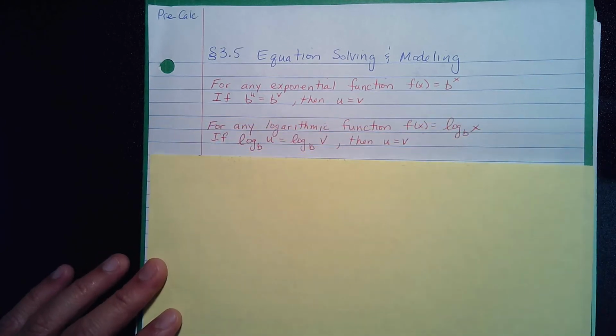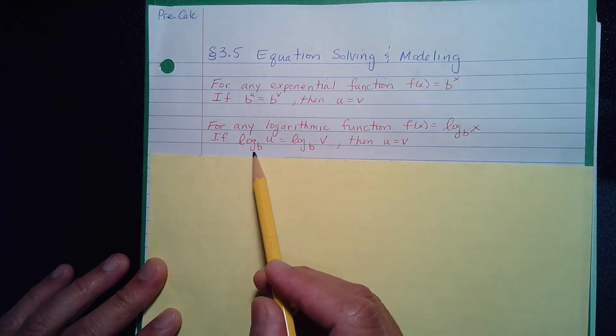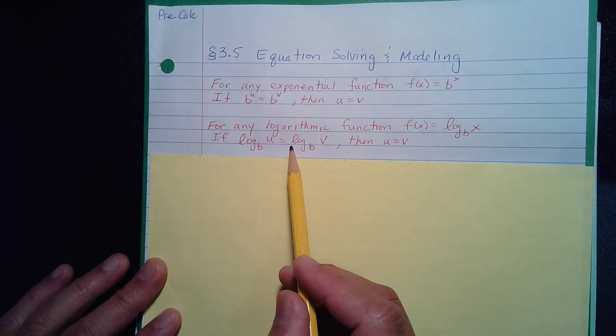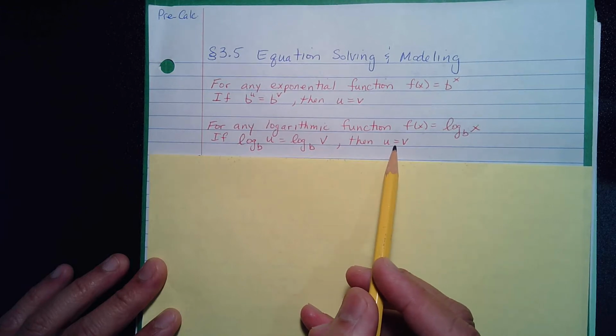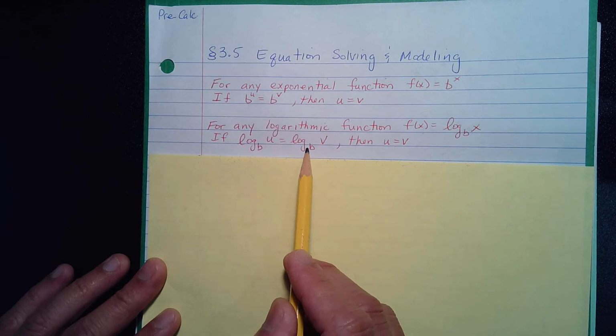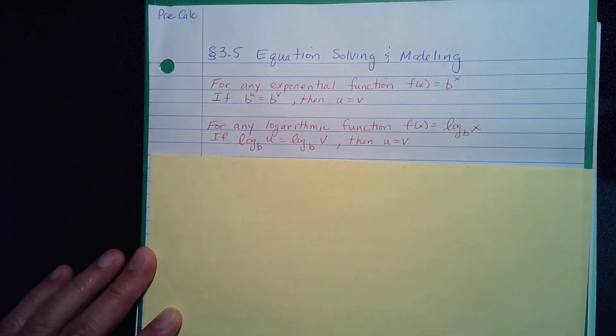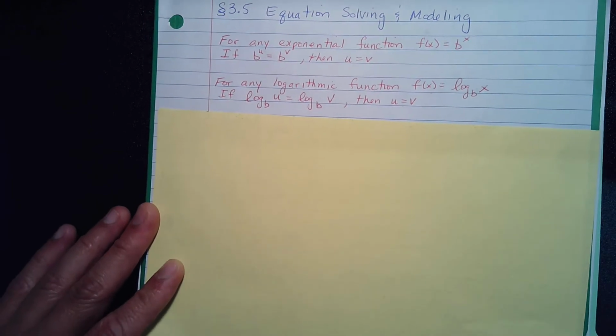For logarithmic functions, f of x equals log base b of x. If log base b of u equals log base b of v, then u equals v. Again, if the log bases are equal to each other, then you can set these terms equal to each other.